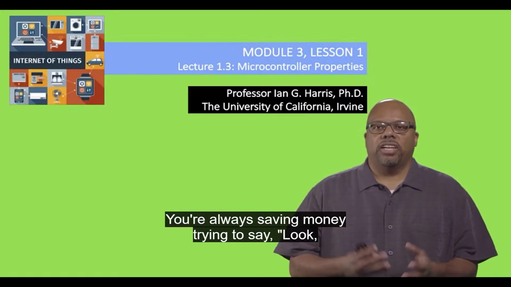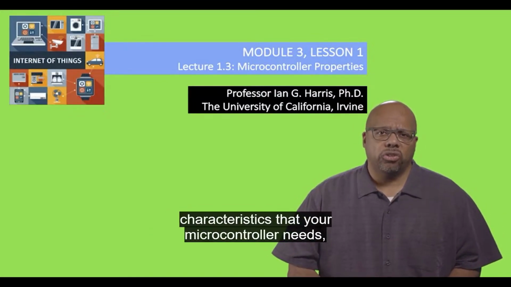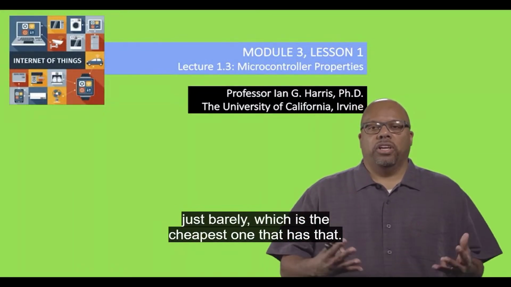You're always saving money, trying to say, look, what is the cheapest thing that just barely does what I need to do? So what you need is a set of characteristics that your microcontroller needs, the bare minimum for your system, and then you look through the data sheets for the microcontrollers to figure out which one has that, just barely, which is the cheapest one that has that.